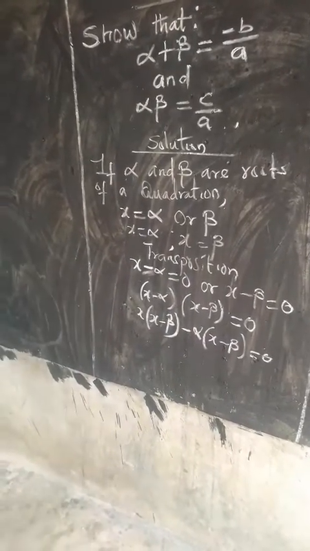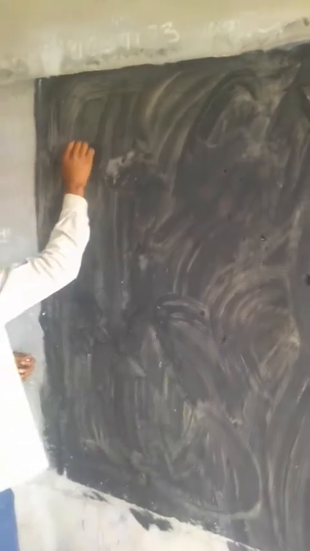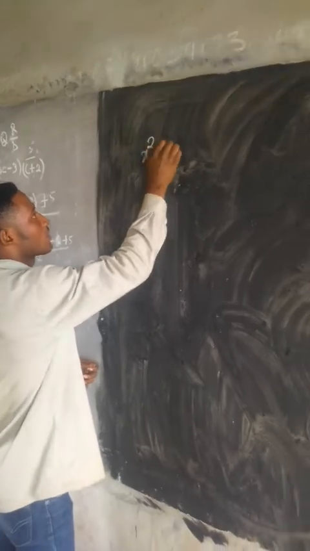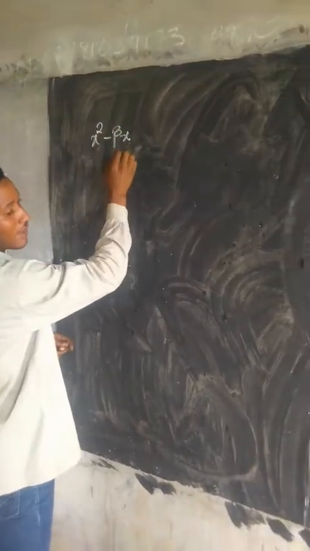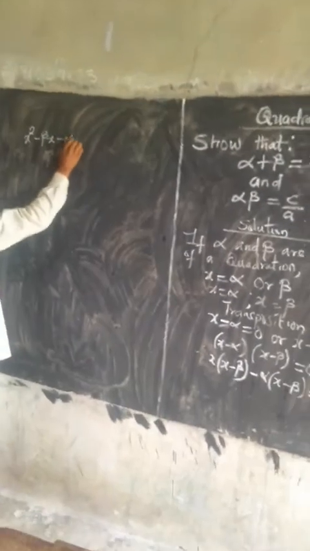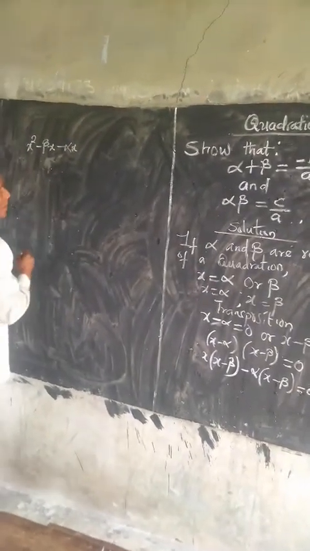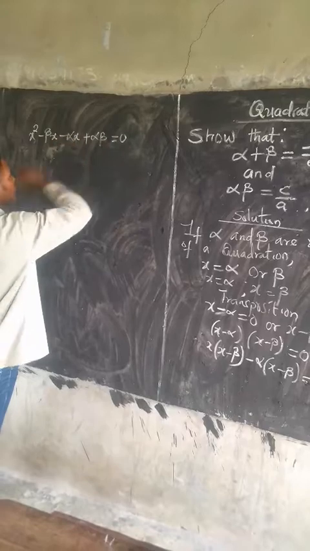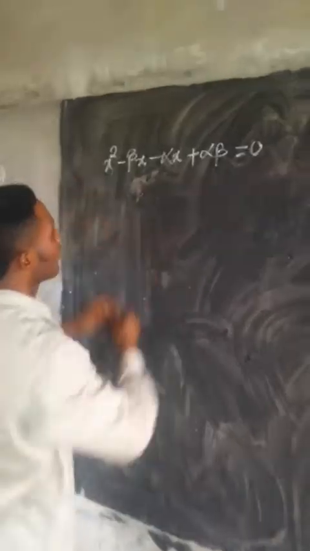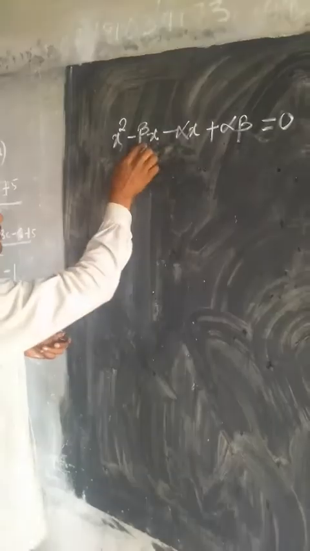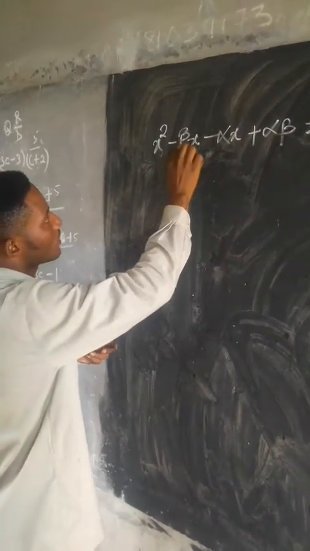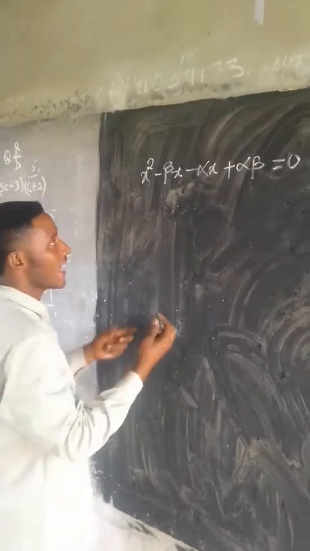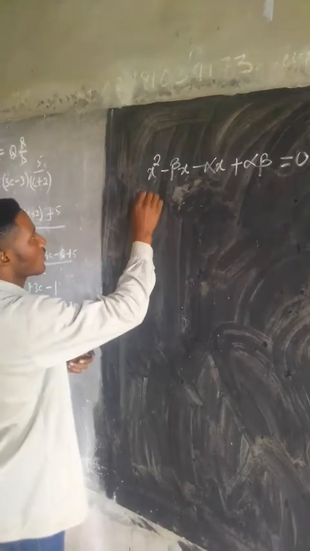Now, let's multiply. By multiplication, we have x squared. x times minus beta gives minus beta x. Then minus alpha times x gives minus alpha x. Then minus alpha times minus beta gives plus alpha beta, equals 0. If you look at this equation carefully, you would agree that there is something common between minus beta x and minus alpha x, and that is minus x. Hence, we factorize that.